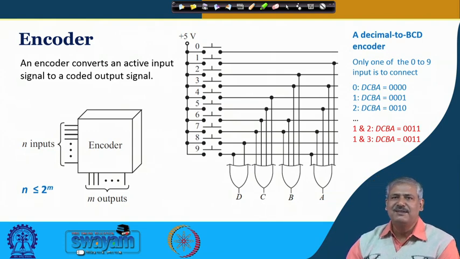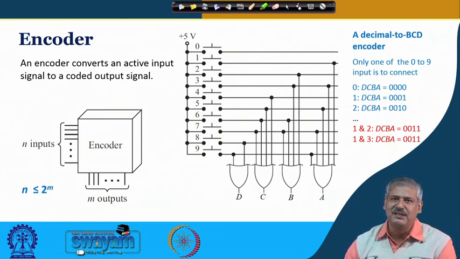So, having discussed a decoder, we would like to take up the encoder also, the encoding operation, and what would be the circuit for an encoder. So, what does the encoder do? It is just opposite to a decoder. An encoder converts an active input signal to a coded output signal.